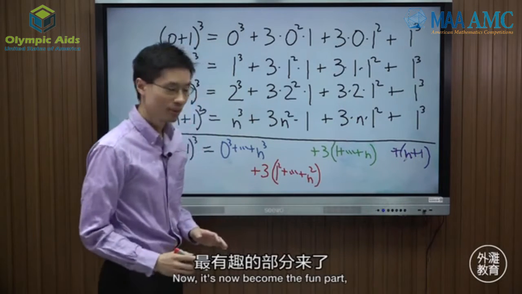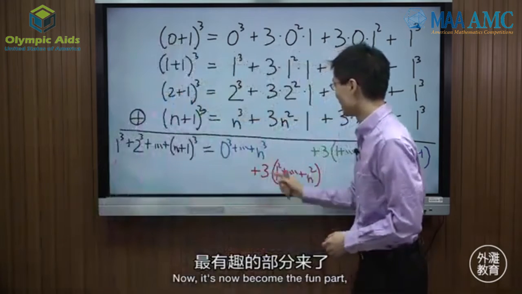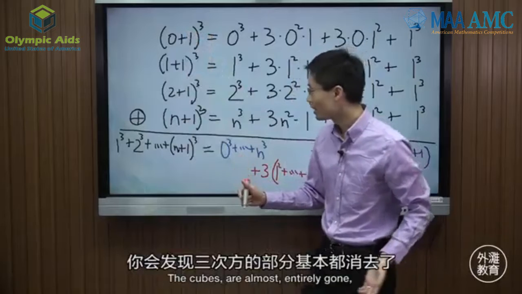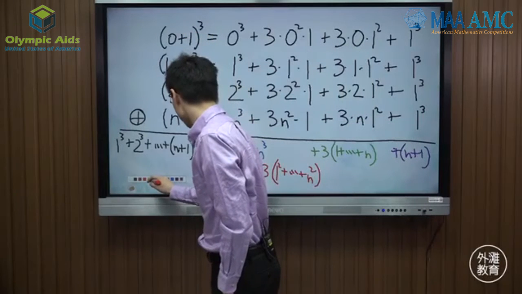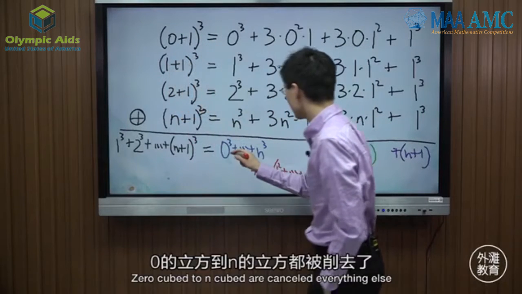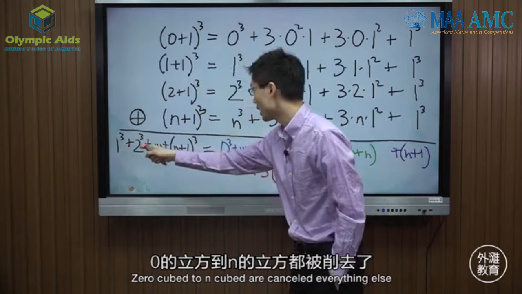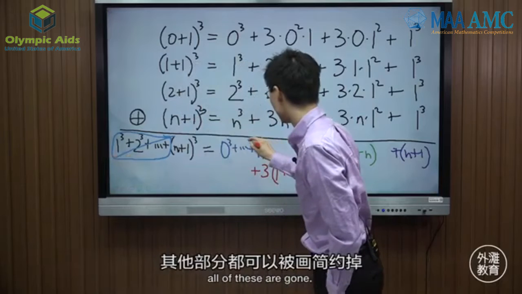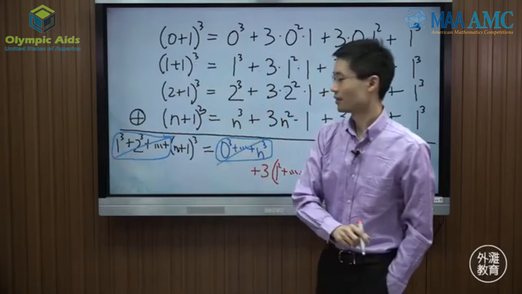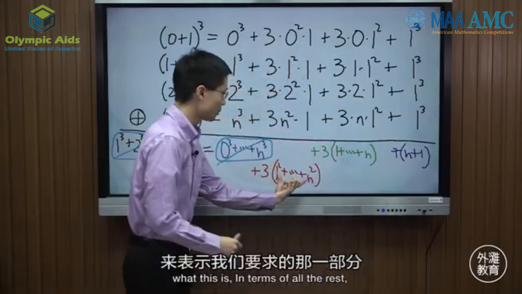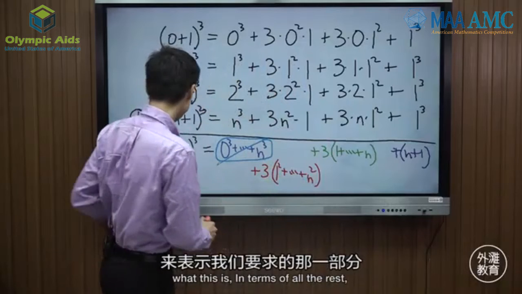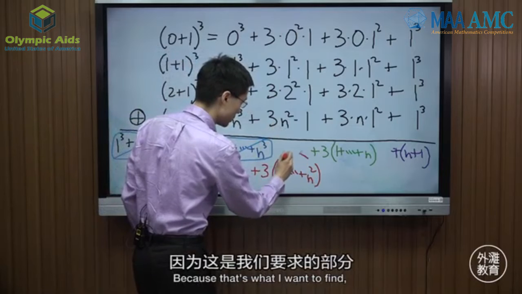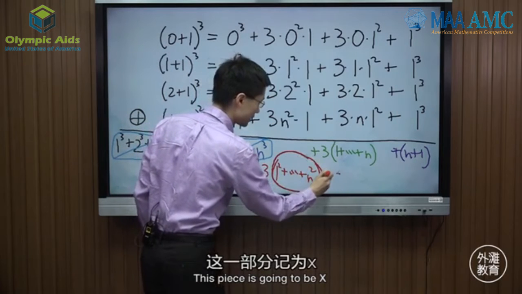Okay. Now it becomes the fun part. What is the canceling? The cubes are almost entirely gone. 0 cubed to n cubed will cancel everything else except the n plus 1 cubed, and all of this is gone. So now I will be able to say what this is in terms of all the rest. Let's call that x, because that's what I want to find. This piece is going to be x.